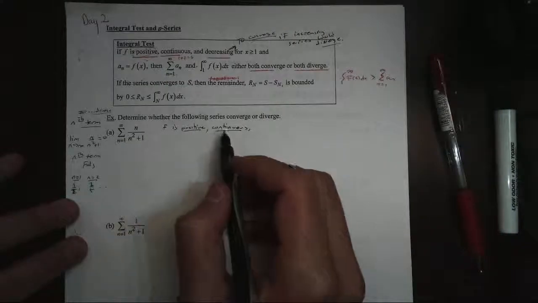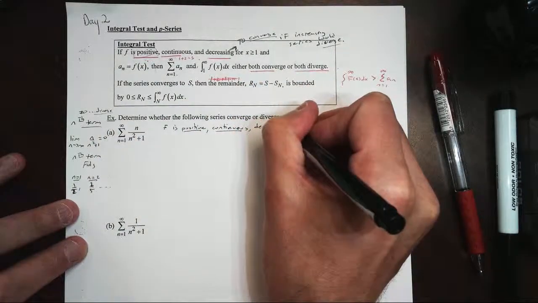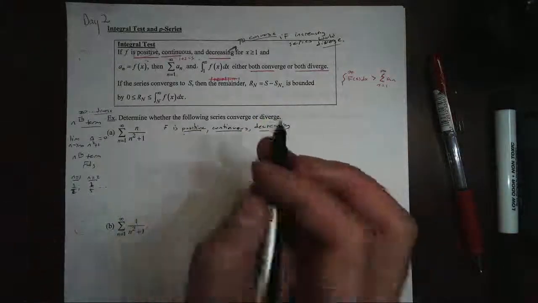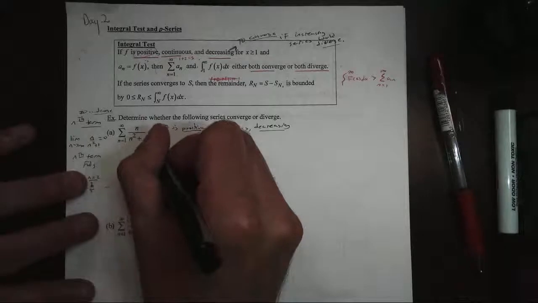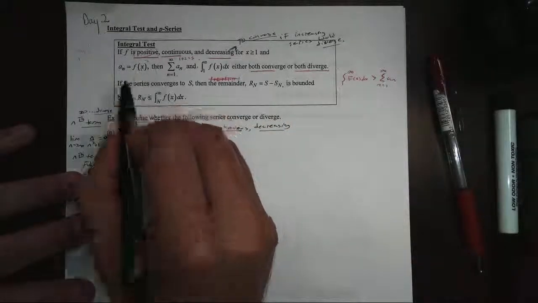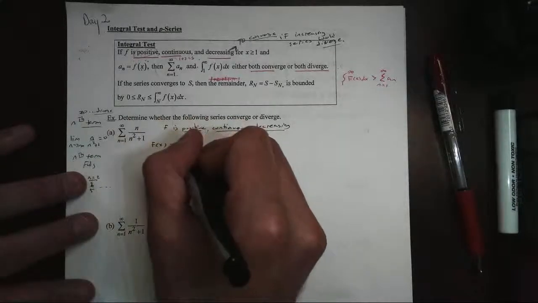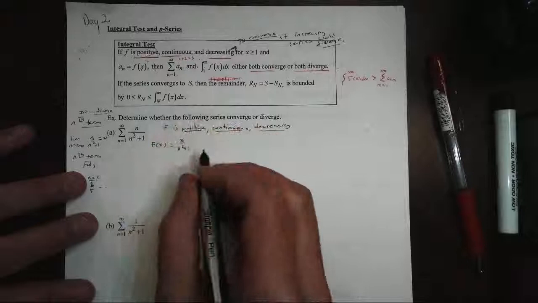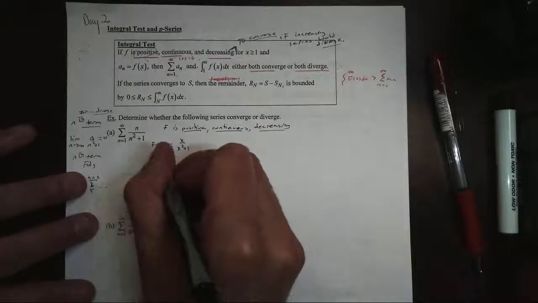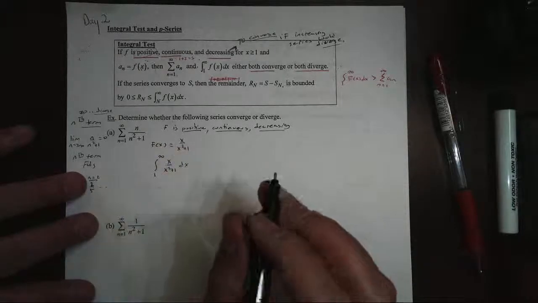Now, we just said decreasing, so what we do is very simple. After you show it's positive, continuous, and decreasing, we have to write this as an integral. So here's what the rule says. I'm going to let a sub n equal my function. So I'm going to let my function equal, instead of n, x over x squared plus 1. And I take the integral there from 1 to infinity of x over x squared plus 1 dx.